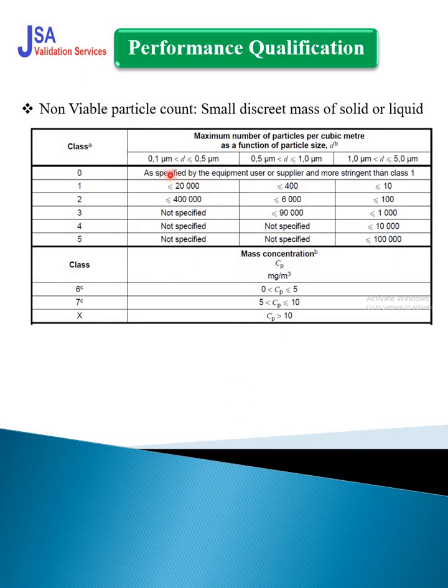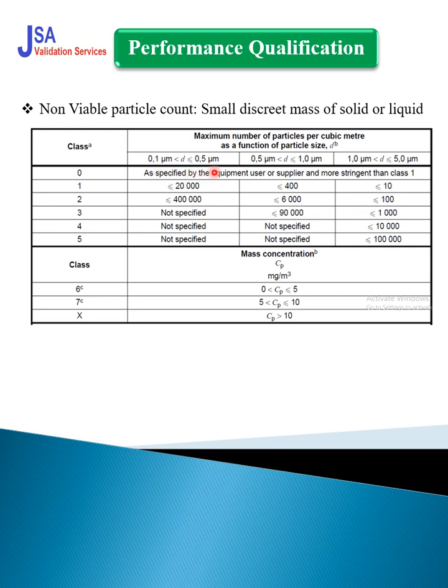The next test is the non-viable particle count. For this we can use a laser-based non-viable particle counter, which is used for sampling the compressed air. We require a diffuser to reduce the pressure of the compressed air. With the help of the diffuser, we can sample 1 meter cube of air in the air sampler, and then the particle counter will give the result of the particles.